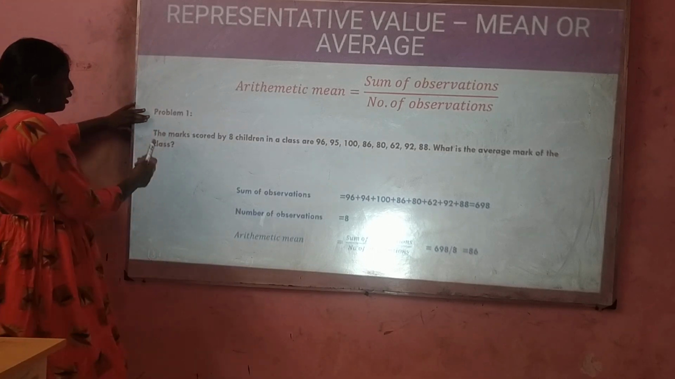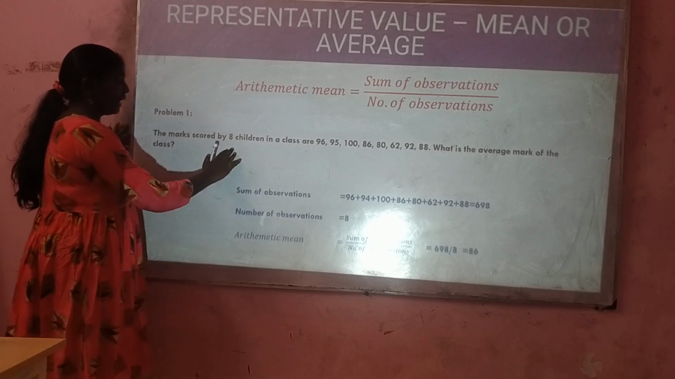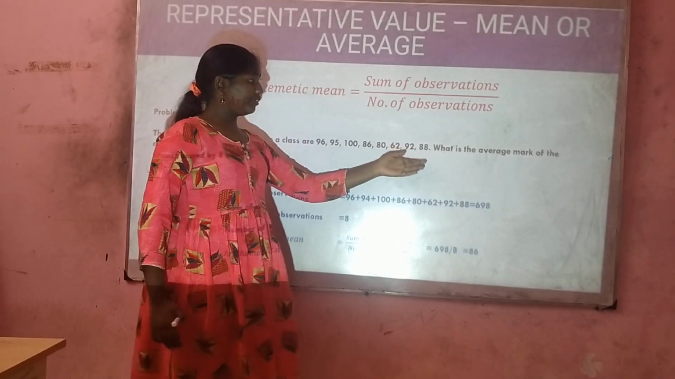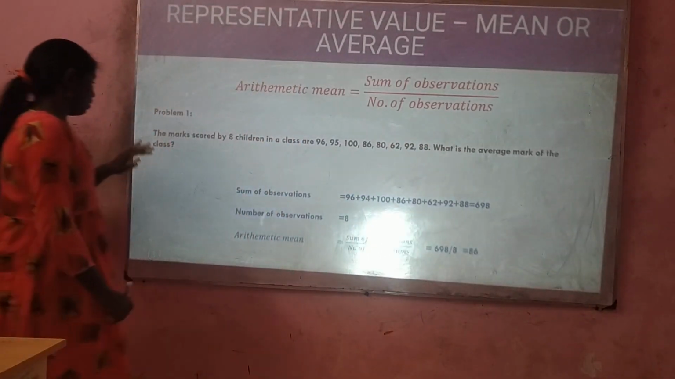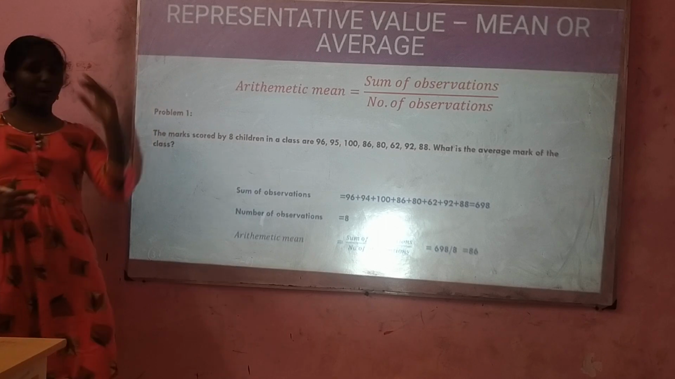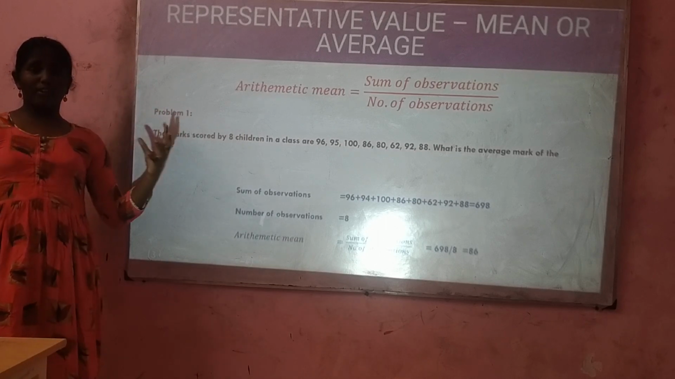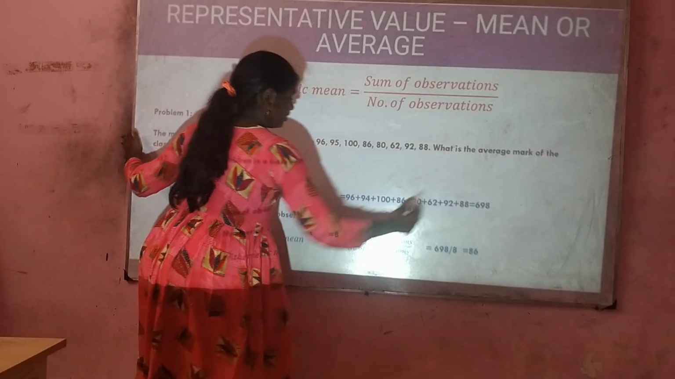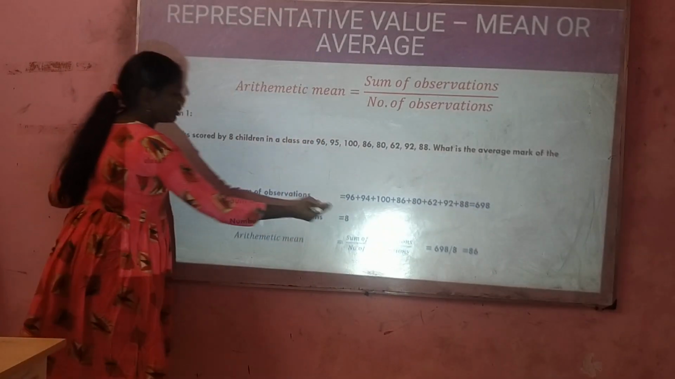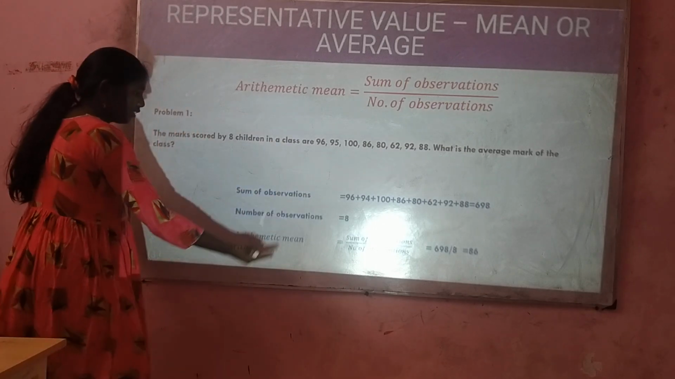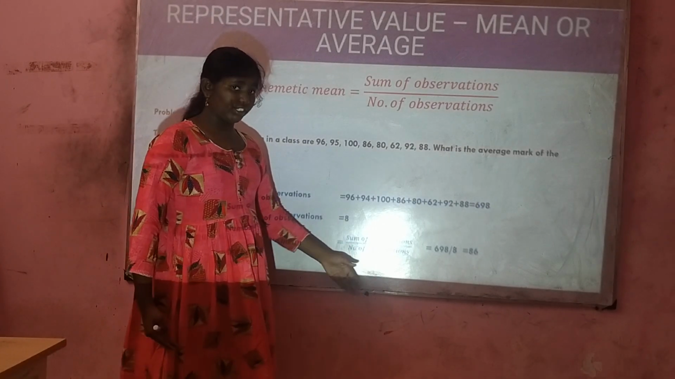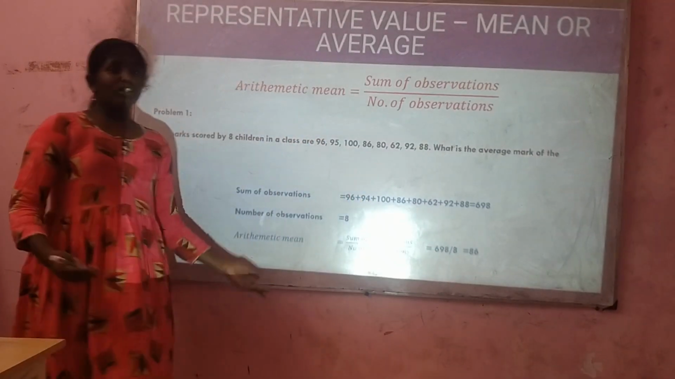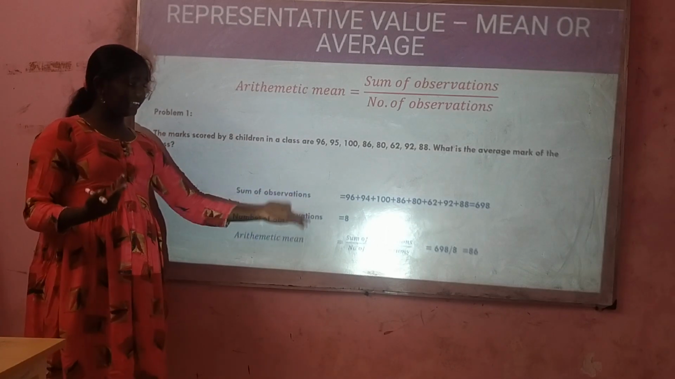Problem 1. The marks scored by 8 children in a class are 96, 95, 100, 86, 80, 62, 92 and 88. What is the average mark of the class? Now we have to find one mark to denote the performance of the whole class. So we do the sum of observations, which comes to 688, and the number of observations, which is 8. Arithmetic mean is equal to sum of observations divided by number of observations, 688 by 8, which is equal to 86. So we can say the average is 86.